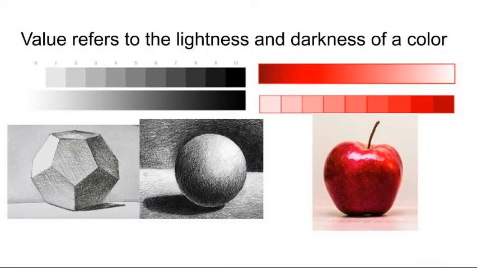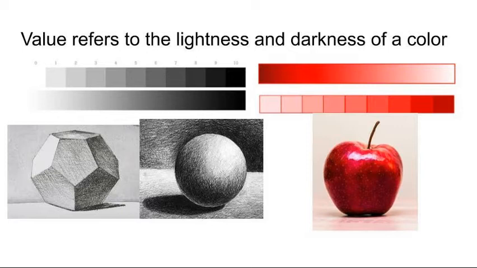When we look at value, it doesn't matter what color the object is. It can be a white object, a black object, or it can have color in the object. It's still going to be the same principle. Wherever the light source hits it is going to be the highlight. And in most cases, that highlight is really light, almost white.